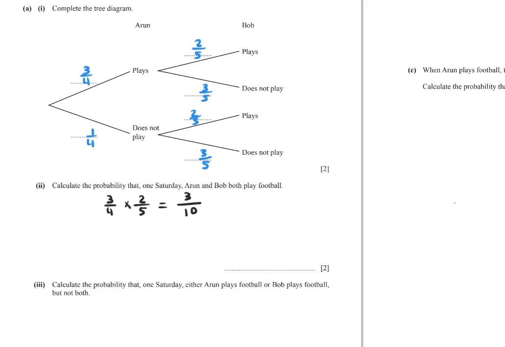Part iii, calculate the probability that one Saturday either Aaron plays football or Bob plays football, but not both. So plays and doesn't play, or doesn't play and plays. So this branch and that one. So 3 over 4 times 3 over 5 plus 1 over 4 times 2 over 5 equals 11 over 20.